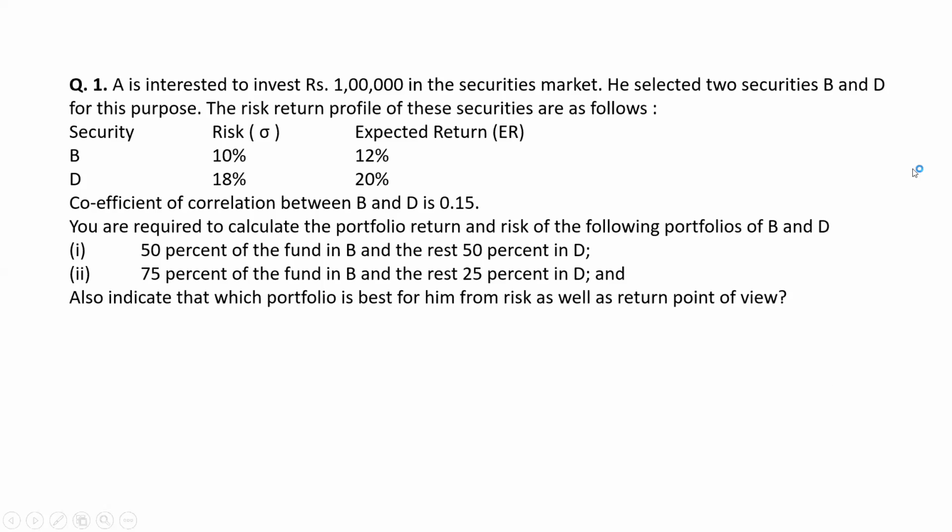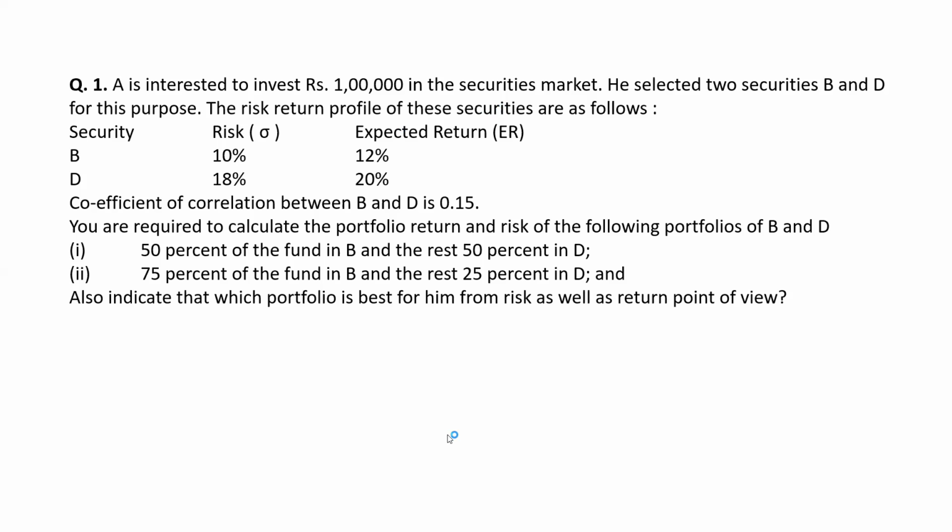Okay. Let us look at the practical illustration. A is interested to invest rupees 1 lakh in the securities market. He has selected two stocks, that is B and D, for this purpose. Risk and return for these securities is given. Now, two securities are given, B and D. So here what we will consider is how much is the risk and how much is the standard deviation. And accordingly, we will consider their figures.